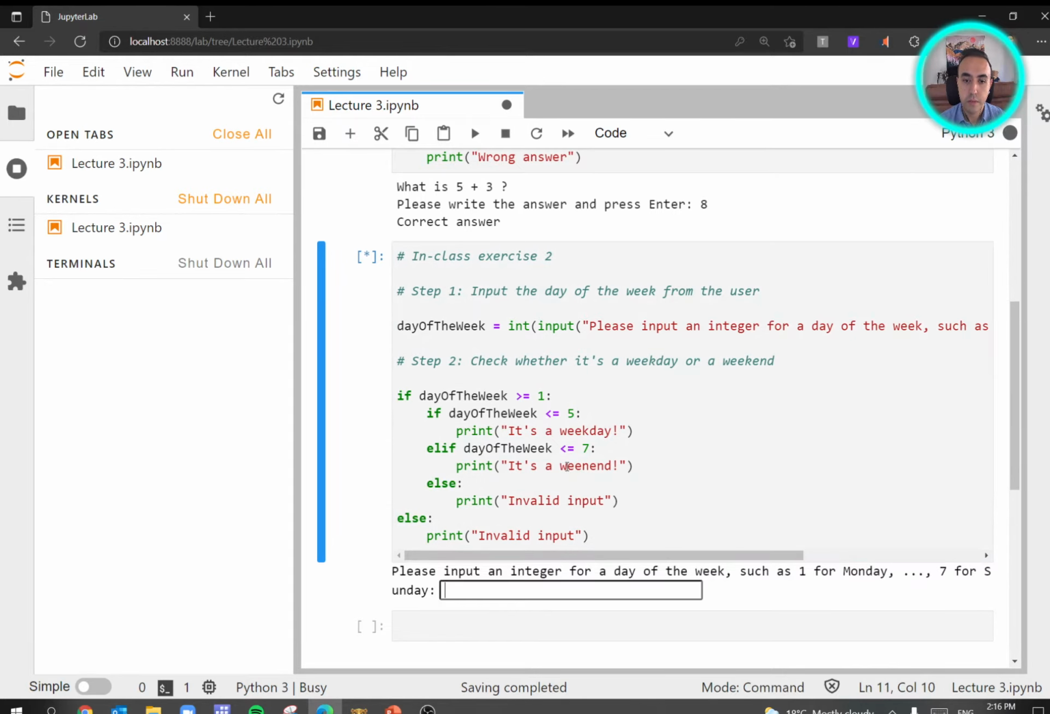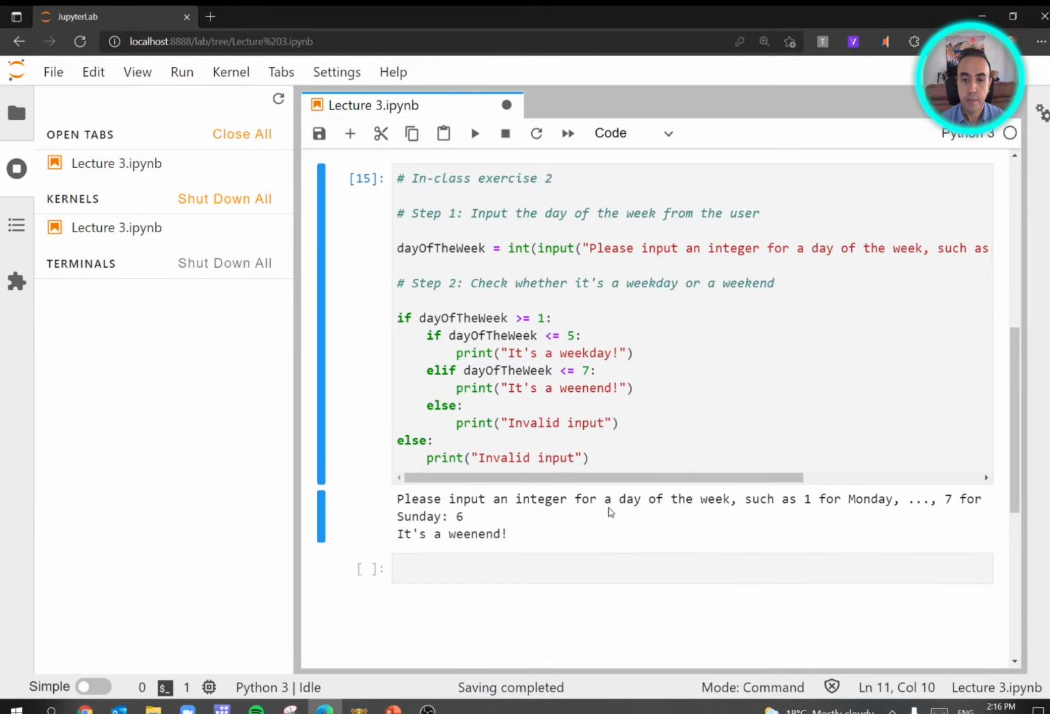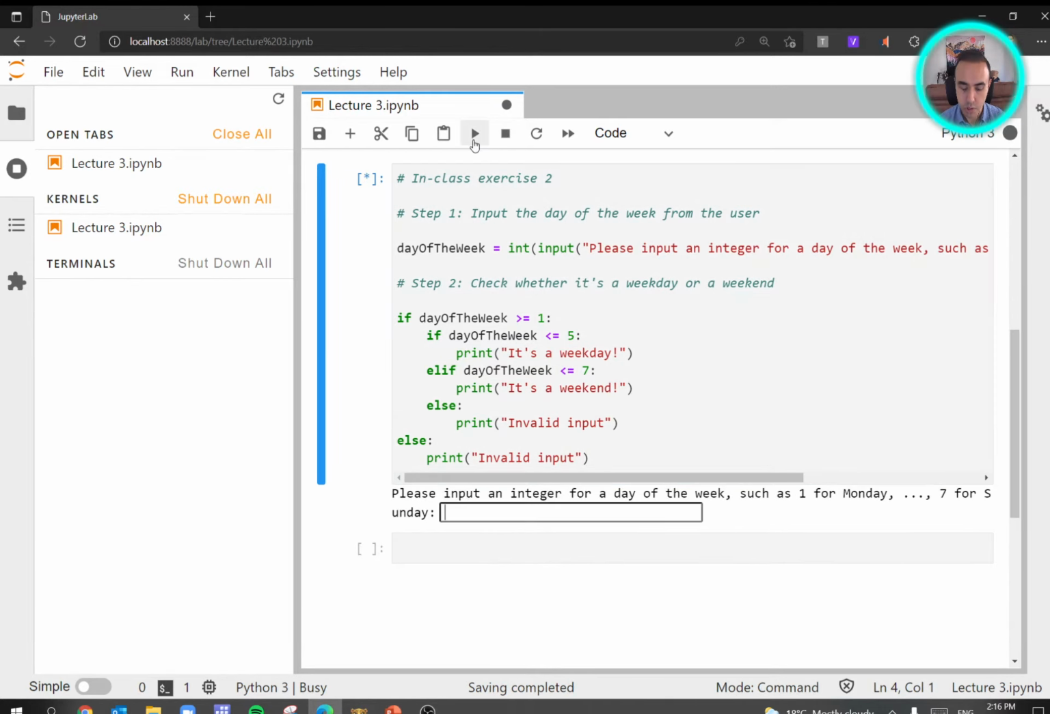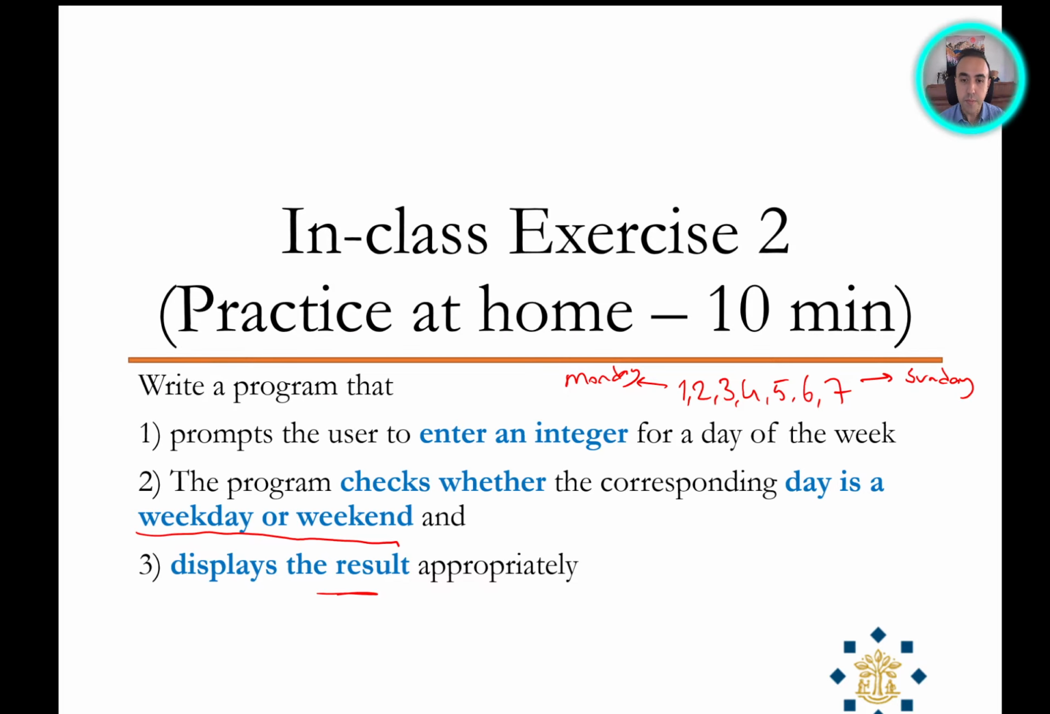Okay. So I go, please input an integer for a day of the week, such as 1 for Monday and 7 for Sunday. Let's go 6. It is a weekend. Okay, one more time. Let's go 3. It is a weekday. Awesome. So let's try 8. Invalid input, right? Also -4. That's also an invalid input. Okay. So that's that.